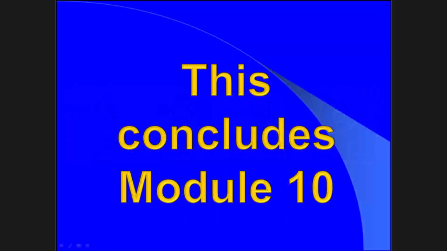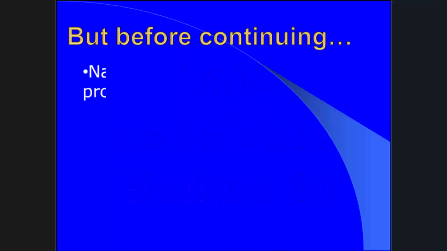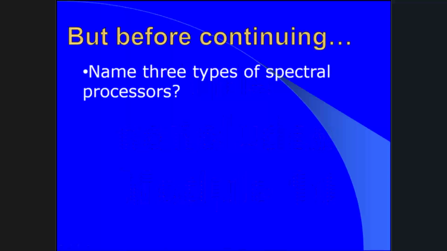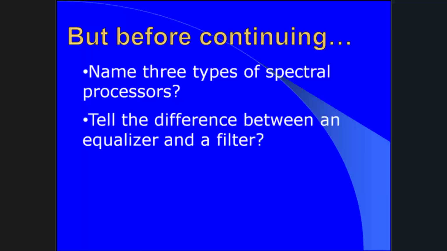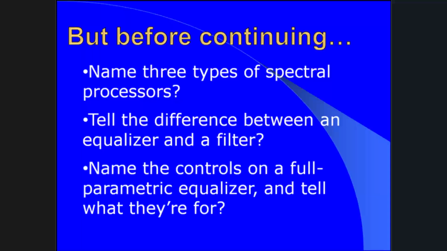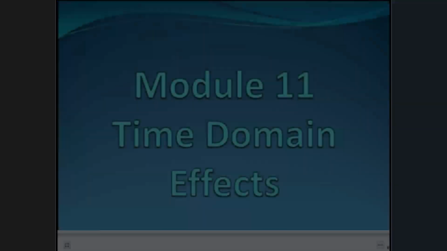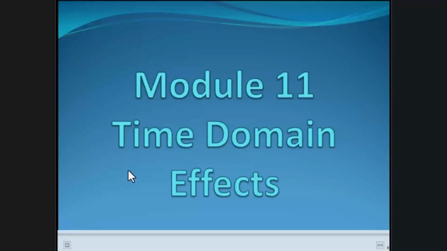Well, this concludes Module 10, Spectral Processors. Can you name 3 types of spectral processors? Can you tell the difference between an equalizer and a filter? Can you name the controls on a full parametric equalizer? And tell me what they're used for. If so, please continue to Module 11, Time Domain Effects.